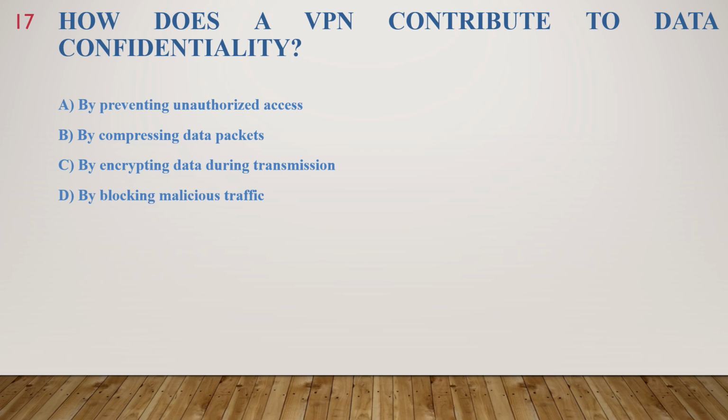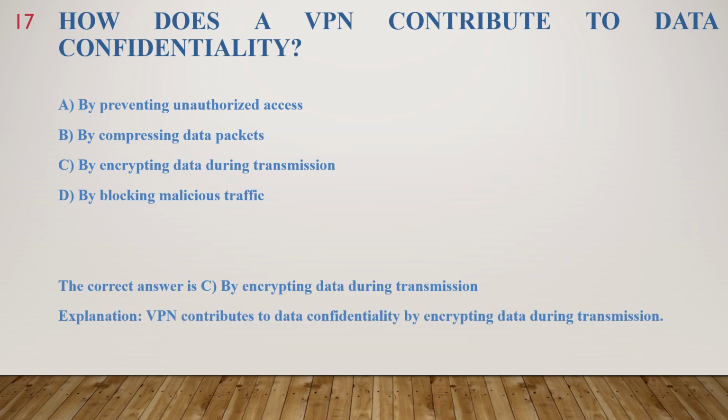Question number 17. How does a VPN contribute to data confidentiality? A. By preventing unauthorized access. B. By compressing data packets. C. By encrypting data during transmission. D. By blocking malicious traffic. The most accurate answer for how a VPN contributes to data confidentiality is C. By encrypting data during transmission.